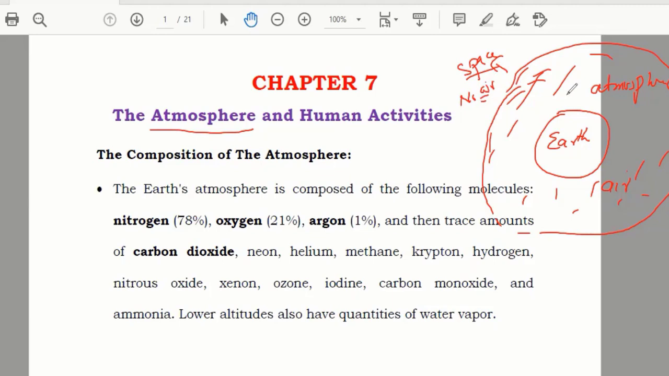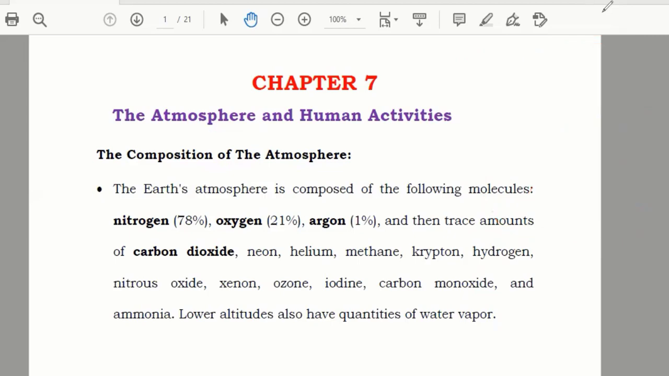This atmosphere is divided into different categories, different types, different layers. We'll study about that. But I think now you got the idea what is atmosphere. Around the Earth, we have a sea of air, or you can say air surrounds the Earth from all sides. That area which contains air around the Earth is known as the atmosphere.